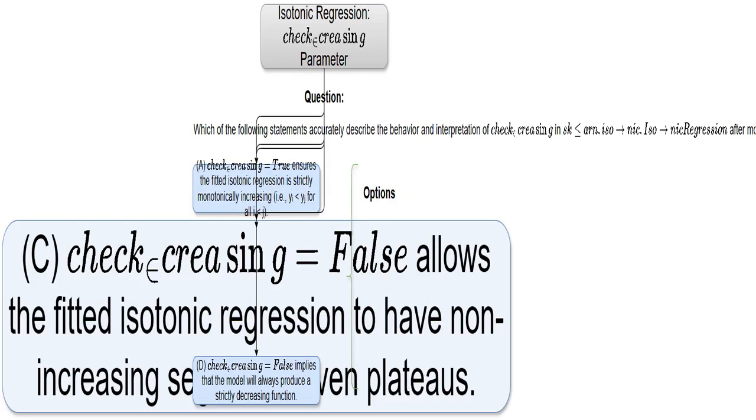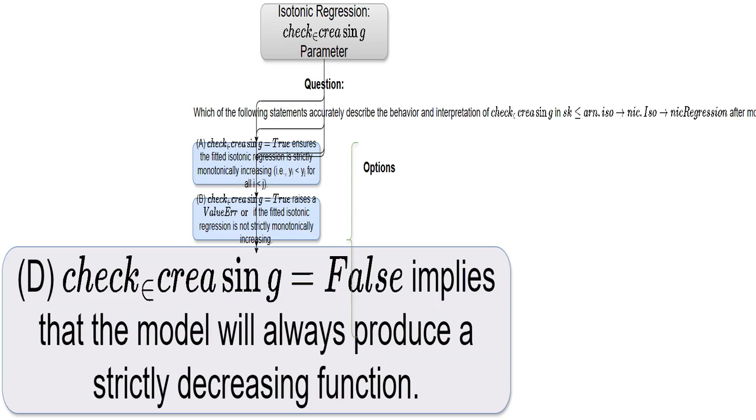This is absolutely correct. Setting `check_increasing` to `false` tells the model it's okay to have flat sections or even slight dips. It's less strict. This option is wrong. Setting `check_increasing` to `false` does not force a strictly decreasing outcome. It simply permits plateaus and non-increasing segments. I'm emphasizing this distinction. It's important.